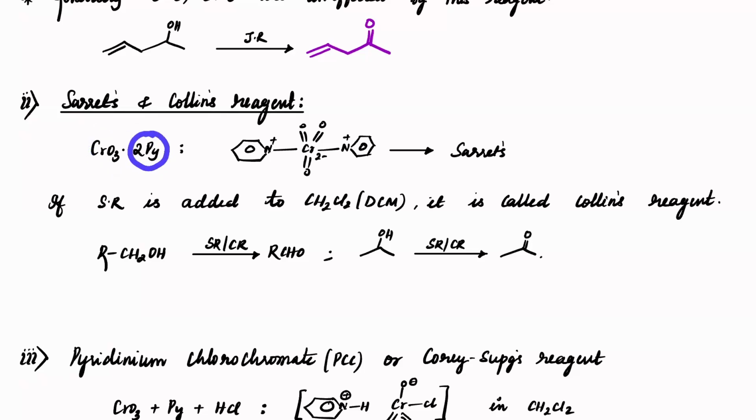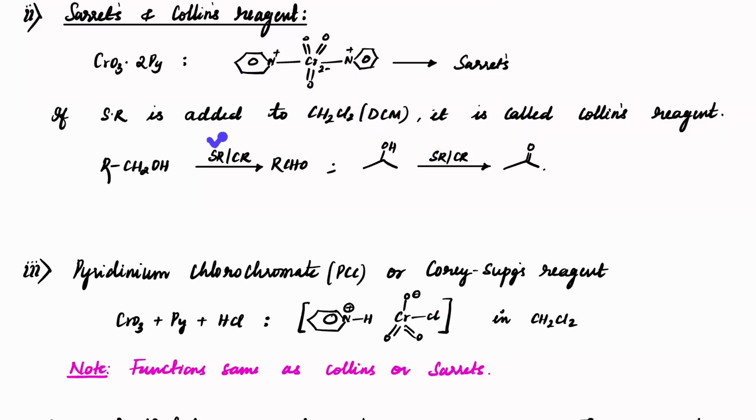if you add it to pyridine, it would start making an acid-base reaction, exhibiting like a salt. So this is dipyridine chromate. That is called Sarett's reagent. If Sarett's reagent is added to a solvent which is DCM, dichloromethane, then it is called Collins reagent. Now, whether you take Sarett's reagent or Collins reagent, the role is the same.